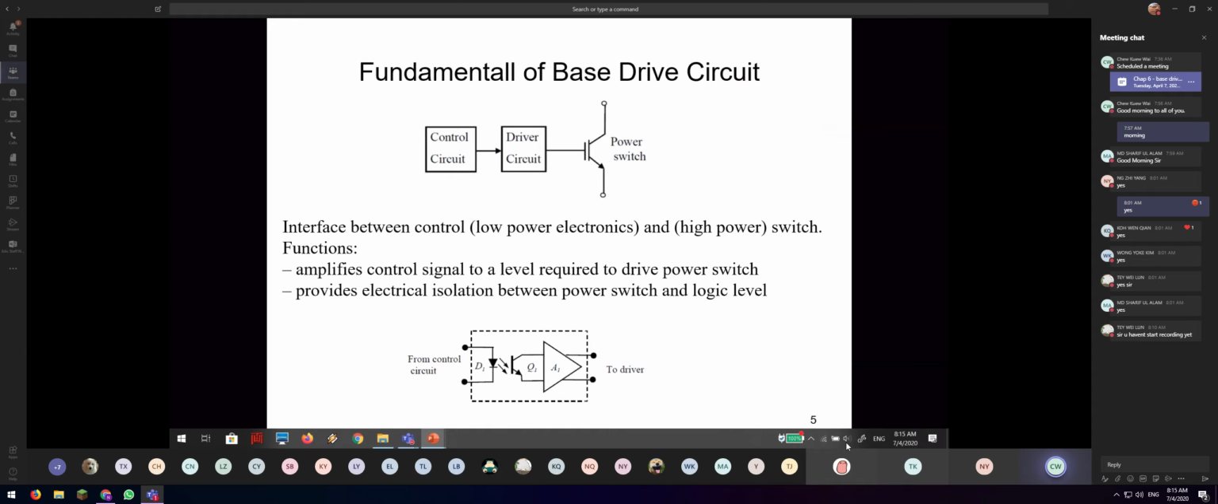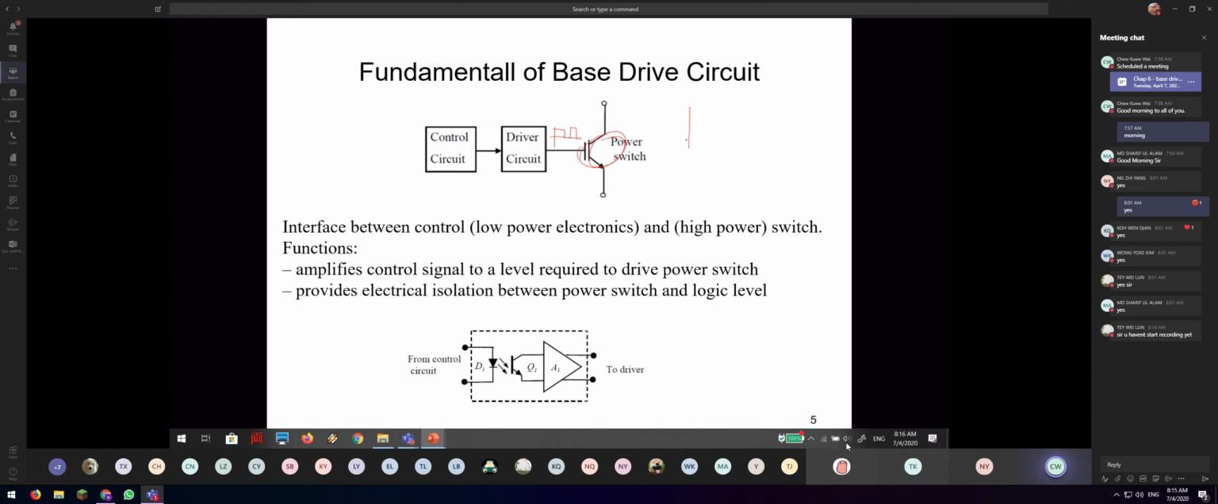So in general, you see the base drive circuit is that, so you have a control circuit. Basically the control circuit is to trigger the drive circuit to generate the PWM. This is the general idea, so that you can turn on and off according to the design specification, especially when you are driving at high frequency. So the accuracy is very important.